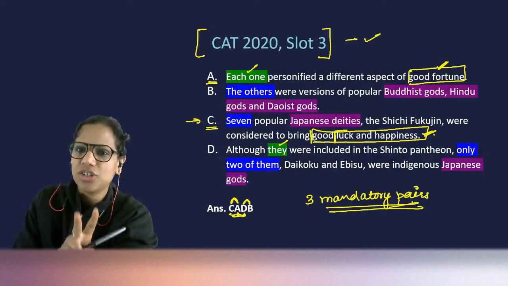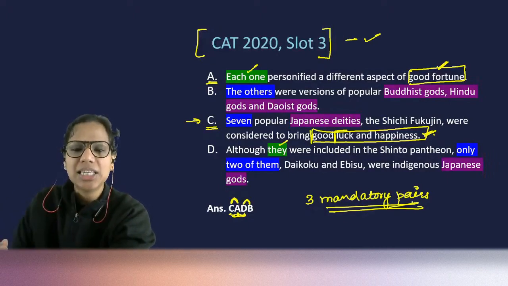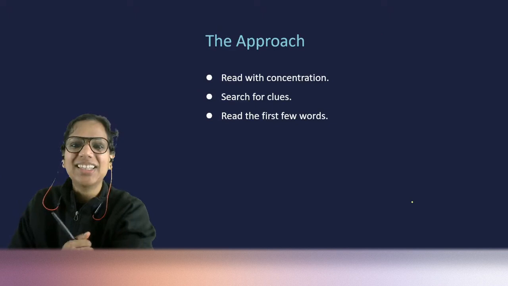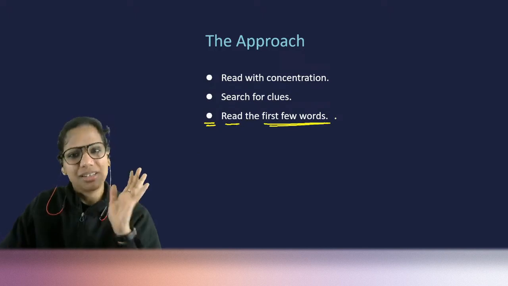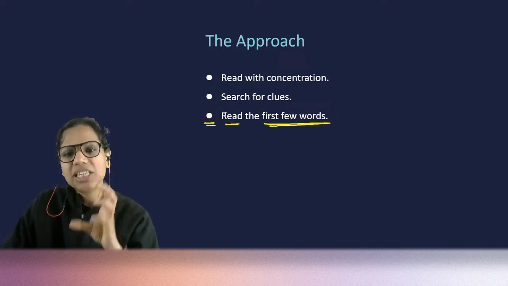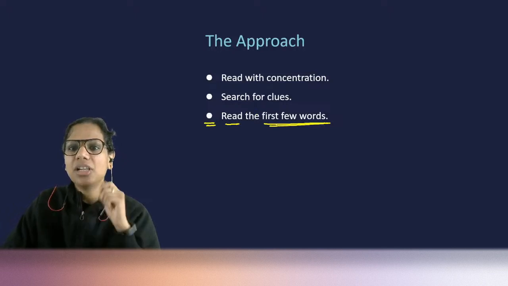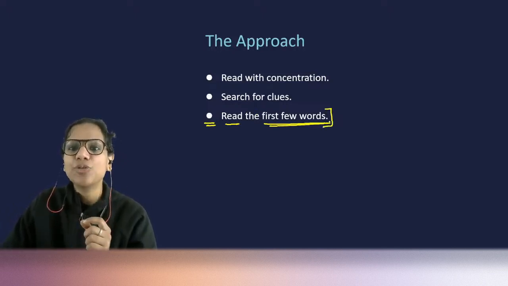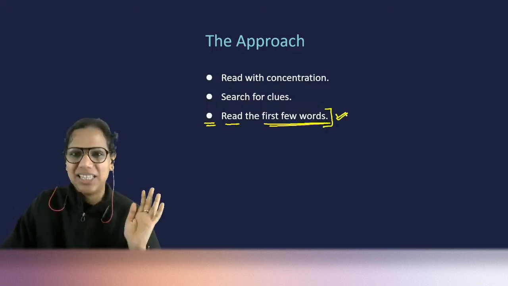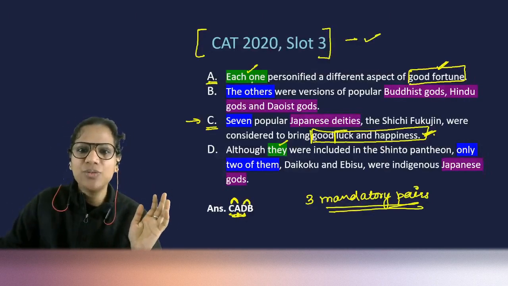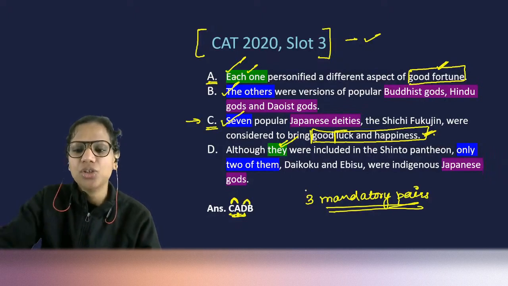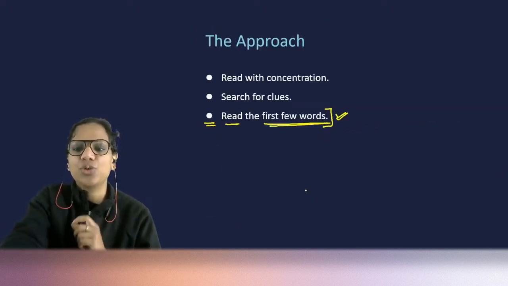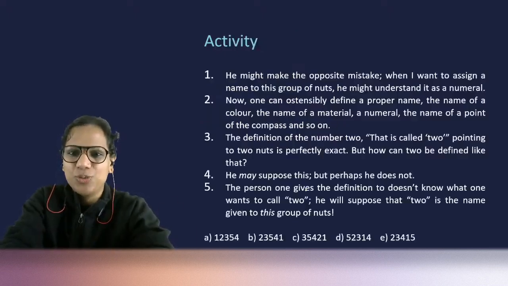So you read with concentration, you hunted for clues, you got this right. Let's see what else you have to do. The third thing is that sometimes, by reading the first few words, and by read I mean read the entire sentence, but yes, place emphasis on these. Read them a little more carefully because a lot of times some of your major clues may reside right in the beginning. For instance, in this question itself: each one, the others, seven, although they. A lot of major clues here were in the beginning itself. So pay attention to the first few words, right? They may help you.